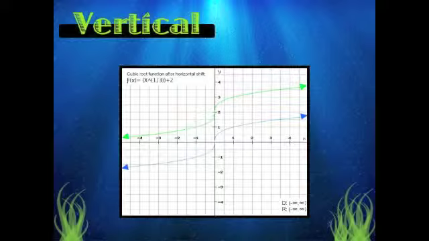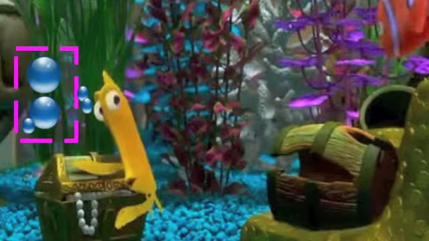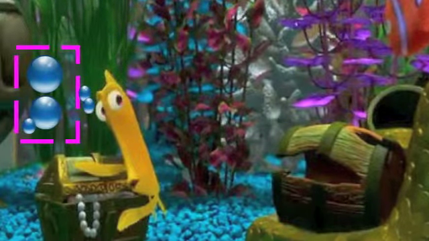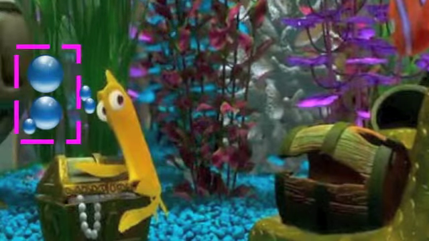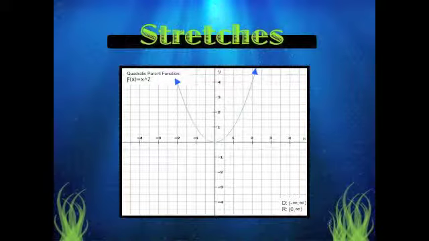Vertical shifts. When a graph is slid up or down of its original image. To make a function have a vertical shift, add or subtract the desired number outside the function. These two bubbles are a vertical shift of each other, one slid right above the other.